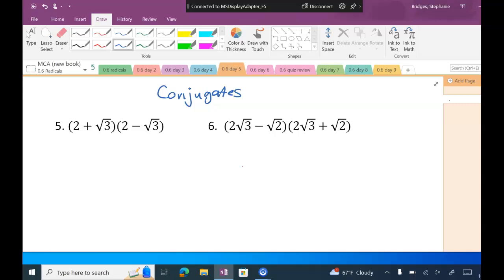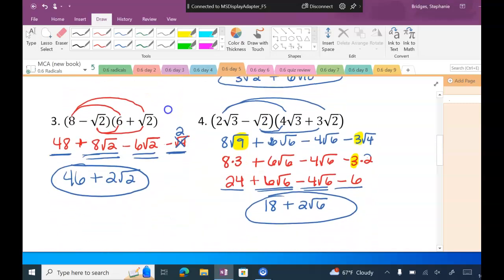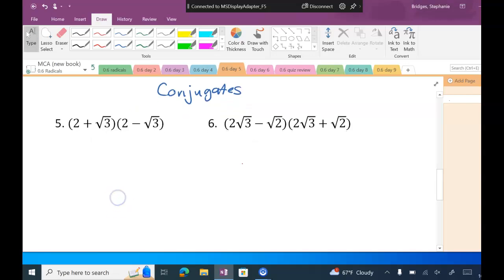So if we pay attention to how our answers looked for 1 through 4 versus how they're looking for 5 and 6. In questions 1, 2, 3, and 4, didn't all of my answers have square roots in them? What are you noticing about your answers when you multiply these conjugates? What happens to your square roots? They cancel out. They disappear, right?